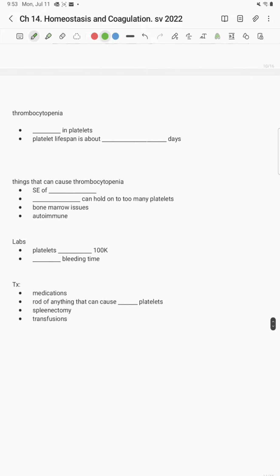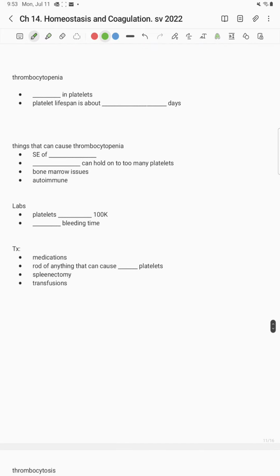Thrombocytopenia is a decrease in platelets. Platelet lifespan is about 7 to 9 days. Things that can cause thrombocytopenia can be side effects of medications, the spleen holding on to too many platelets, bone marrow issues, or autoimmune conditions.